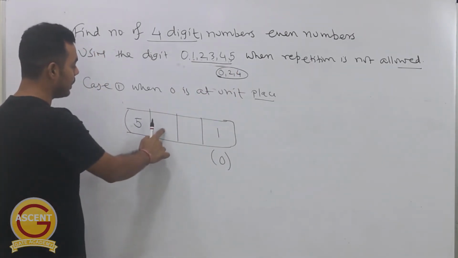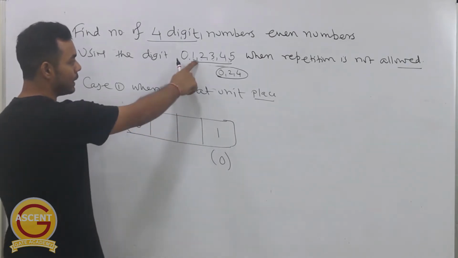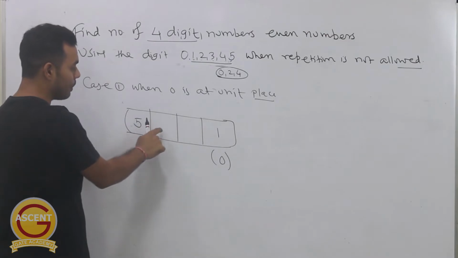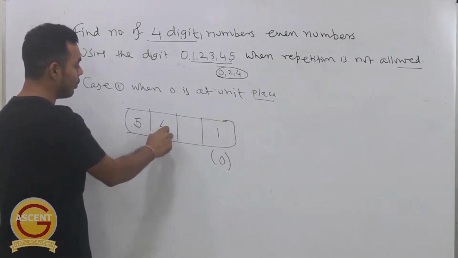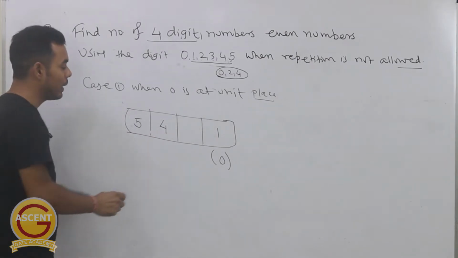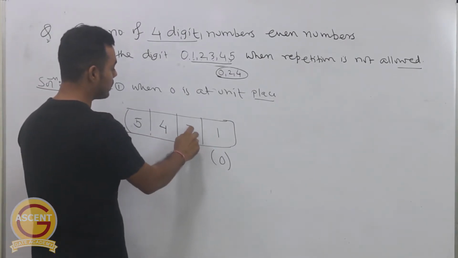Similarly, the number of ways to fill this 100 place: total 6 digits are there, 1 at unit, 1 at 1000. So the number of ways to fill this 100 place will be 4, because you can place any one of the remaining 4 digits on the 100 place. And the number of ways to fill the 10th place will be 3.